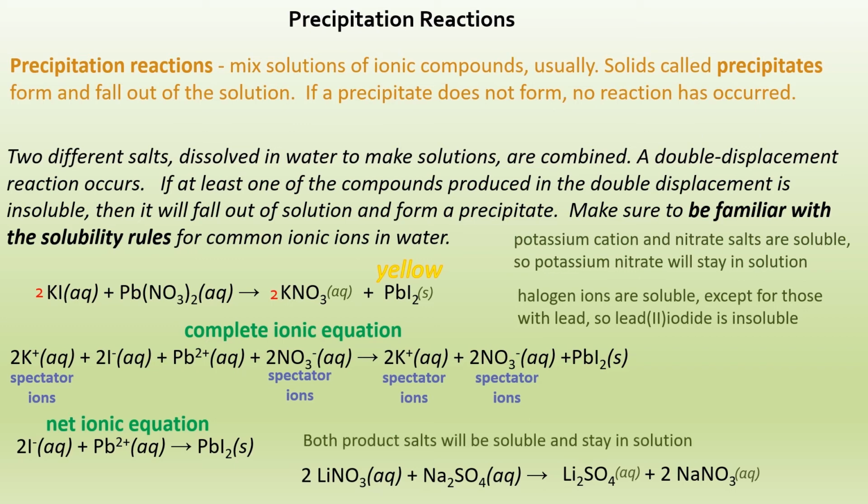Both possible product salts will be soluble, though, and stay in the solution according to the solubility rules, which state that all lithium and nitrate compounds are soluble. In effect, no reaction takes place because no precipitate forms. Another way to think about it is that if we wrote the system as a complete ionic equation, all the ions are spectator ions, and no net ionic equation would exist.